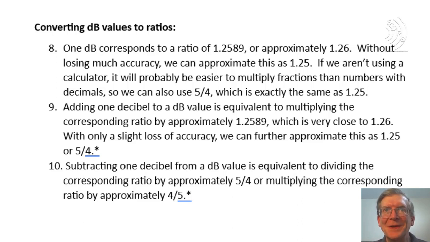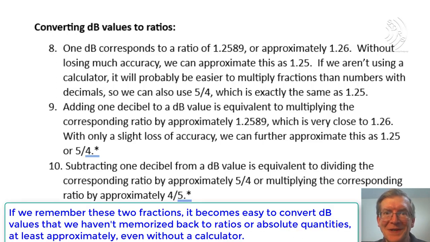First, 1 dB corresponds to a ratio of 1.2589, or very close to 1.26. And without losing very much accuracy, we can approximate this further as 1.25. If we aren't using a calculator, it'll probably be easier to work with fractions than decimal numbers, so we can further approximate the number 1.26 as 1.25 or 5/4.